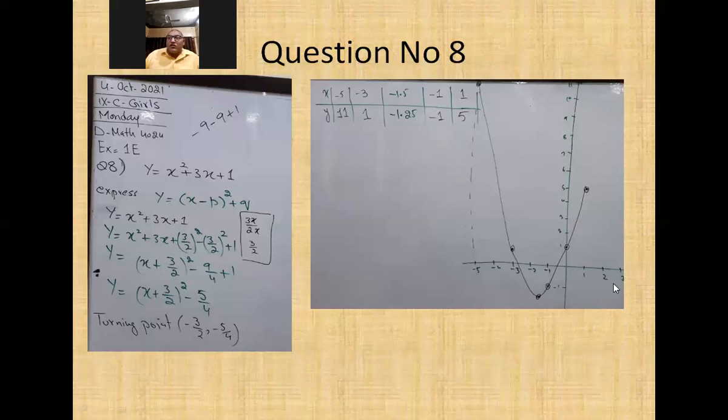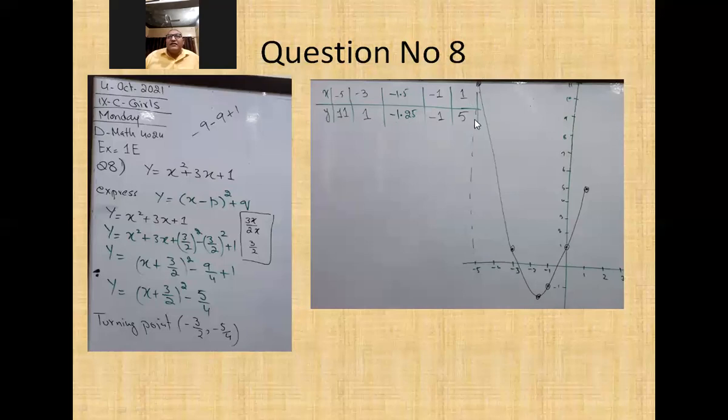You know I have drawn here a grid. 1 centimeter represents 1. And the turning point is minus 1.5 comma minus 1.25. So here we have that point, I plotted it. At minus 1, the value is minus 1. At minus 3, the value is positive 1. At minus 5, the value is 11.